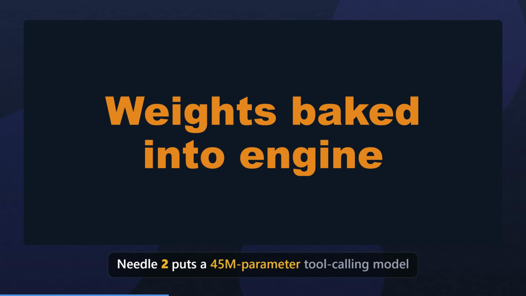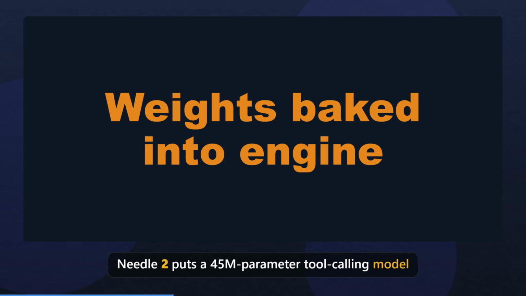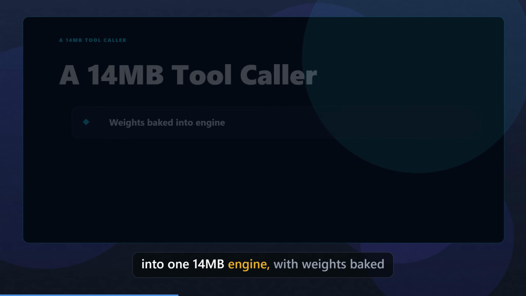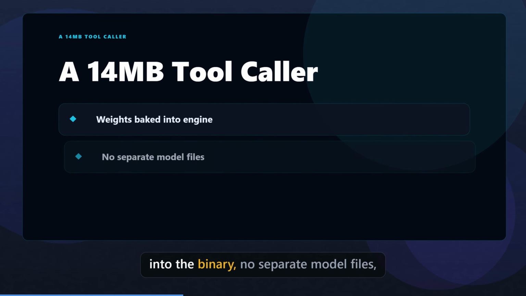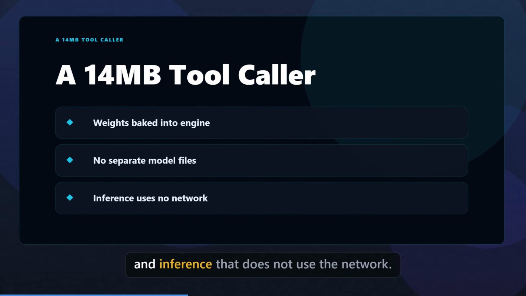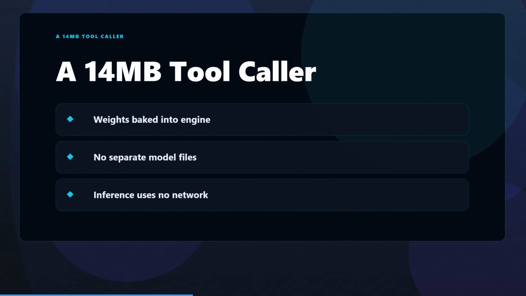Needle 2 puts a 45M parameter tool calling model into one 14 MB engine, with weights baked into the binary, no separate model files, and inference that does not use the network.